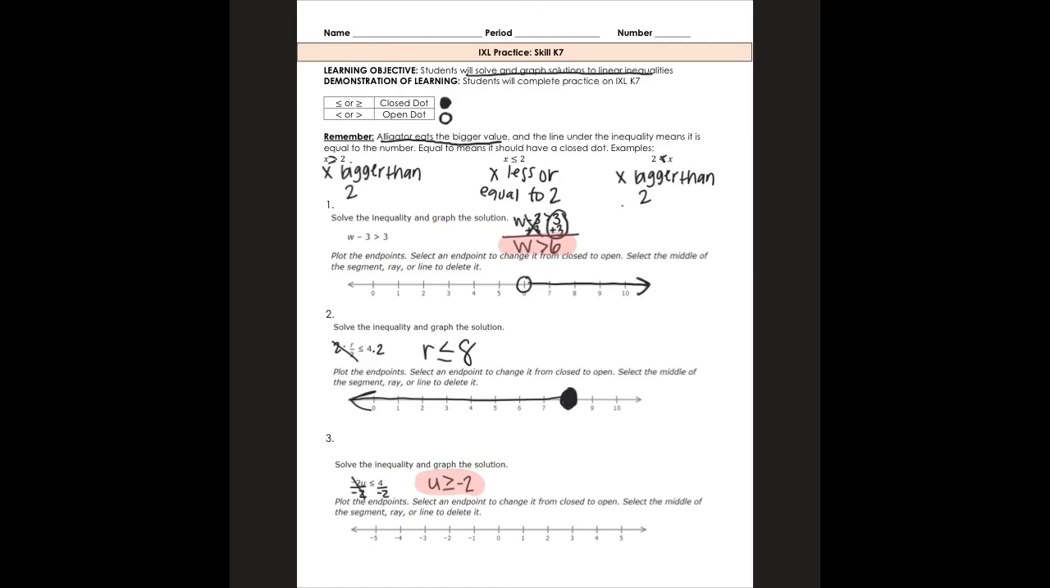I'm going to start by putting my dot at negative 2. I'm going to fill in this dot because we have a line underneath. And our u value, our variable, is bigger than my negative 2. So bigger goes to the right. And that is how you solve and graph one-step linear inequalities.